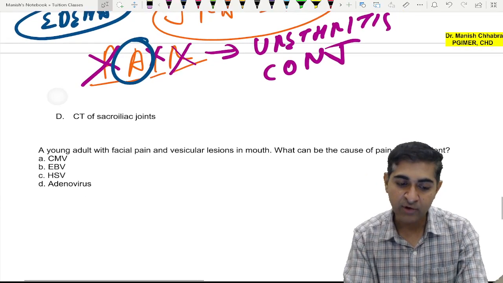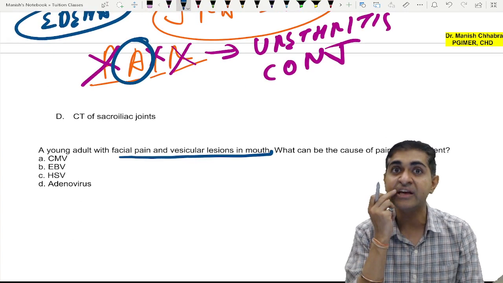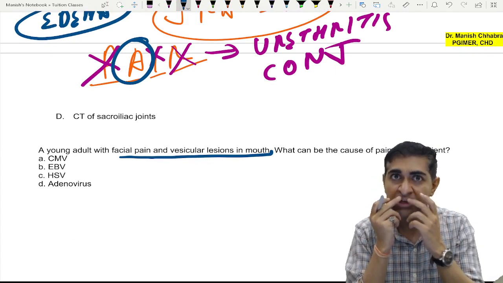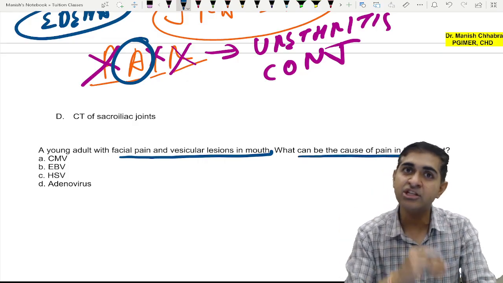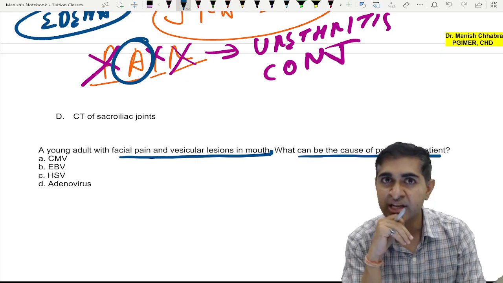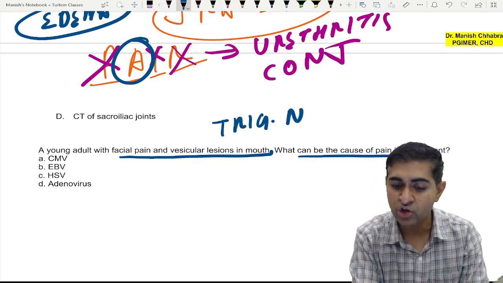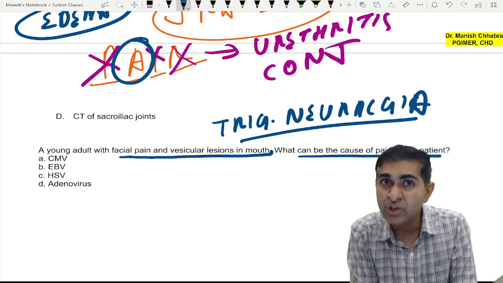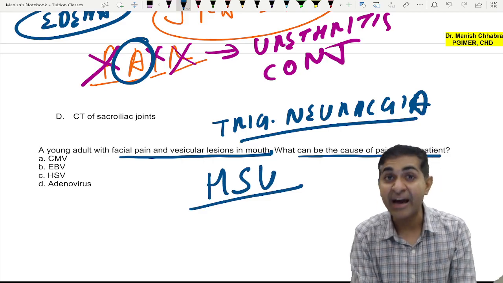Okay, now there was one more question. A young adult with facial pain and vesicular lesions in or around, some said around the mouth or some said in the mouth. Okay, so what can be the cause of pain in this patient? So I'm sure that you must have heard something of trigeminal neuralgia. So it is usually associated with herpes simplex virus.